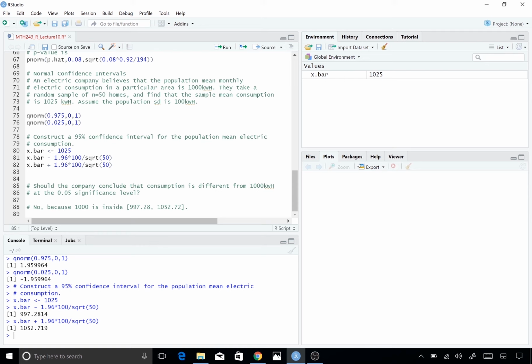We are 95% confident that the population mean electric consumption is between 997.28 and 1052.72 kilowatt hours.